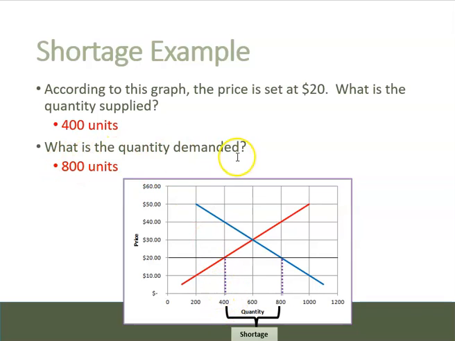What is the quantity demanded? Looks like the quantity demanded here could be 800. So therefore you have a shortage. That means they could have increased the price. Notice that the market equilibrium price is $30. If it had been at market equilibrium, this shortage potentially would not have happened.